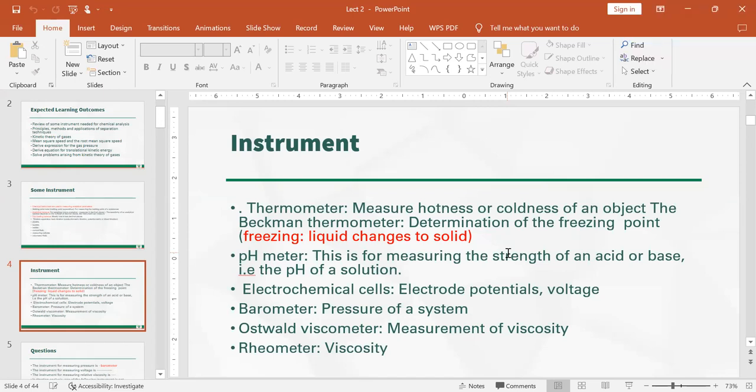We have a pH meter for measuring the strength of the solution. So we have electrochemical cells. It will also measure the voltage, and we have the barometer for measuring pressure. We have what we call the Ostwald viscometer for measuring viscosity. Then we have the rheometer, it's still for measuring viscosity.